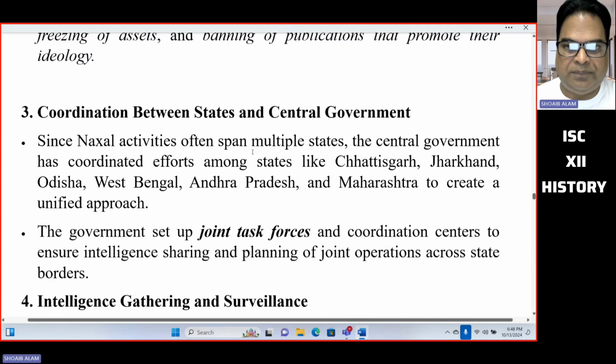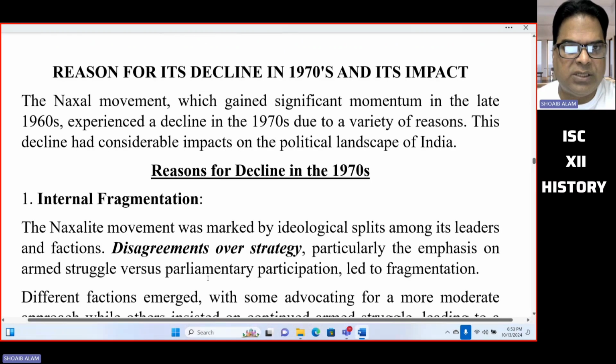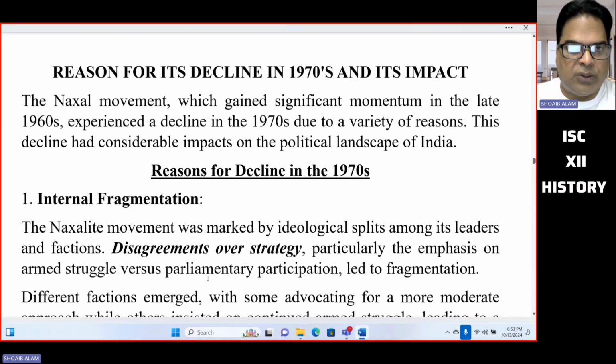Naxal activities often span multiple states. Reason for its decline in 1970s and its impact. So the Naxal movement, which gained significant momentum in the late 1960s, experienced a decline in the 1970s due to a variety of reasons. This decline had considerable impact.